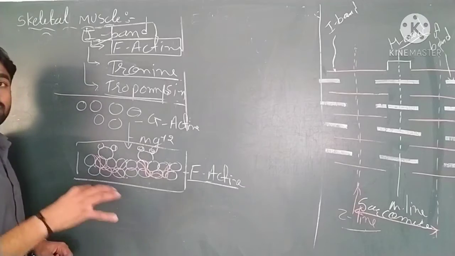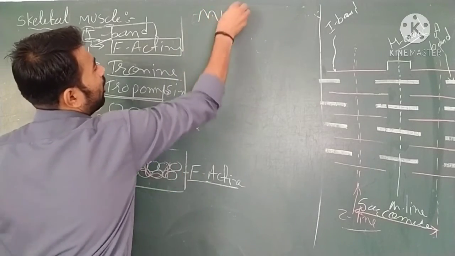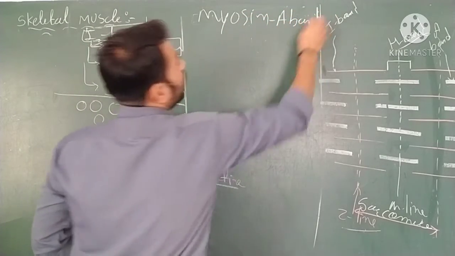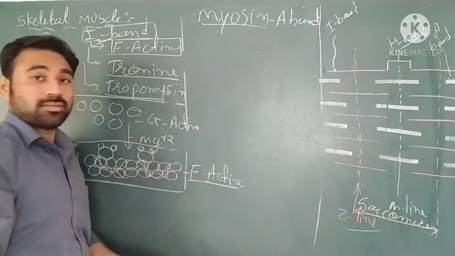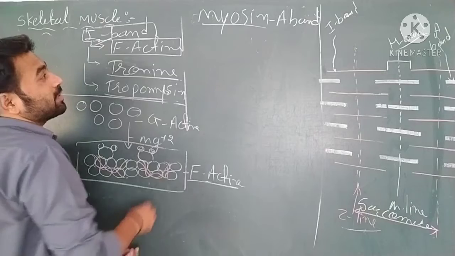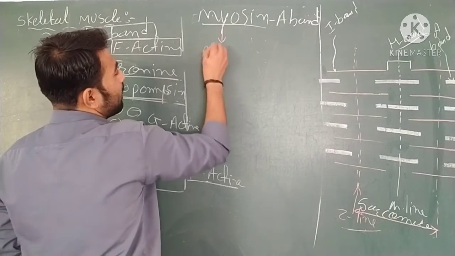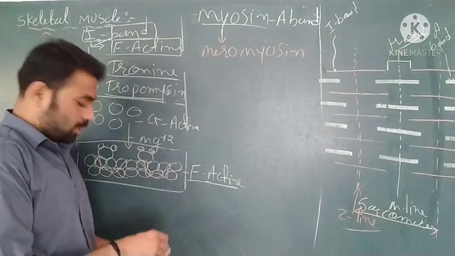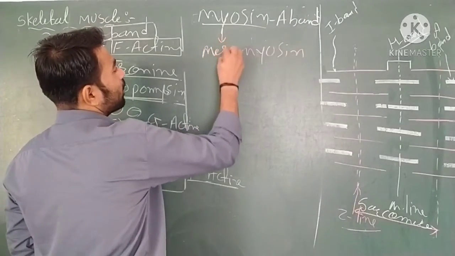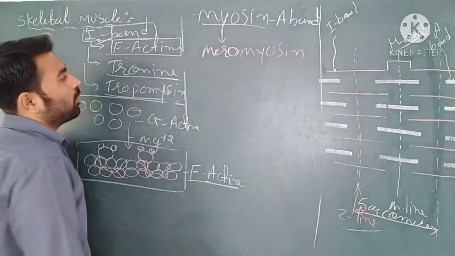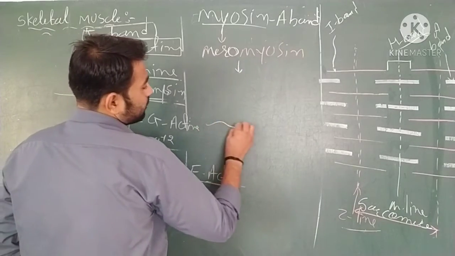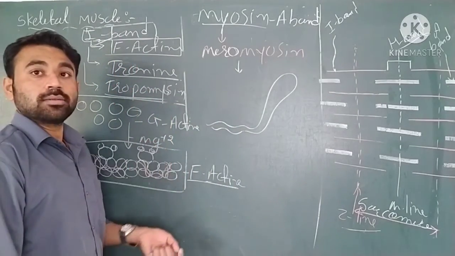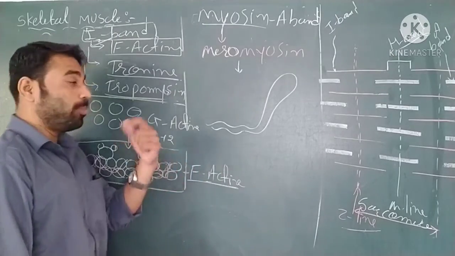Now, sir, what about the myosin? Or you can say, what about the A band? The A band is made up of myosin, that we all know. But myosin is a polymer and the monomer is meromyosin. Clear? Now, meromyosin looks like this. How do they arrange in the structure of a complete myofibril? How does the myofibril look?